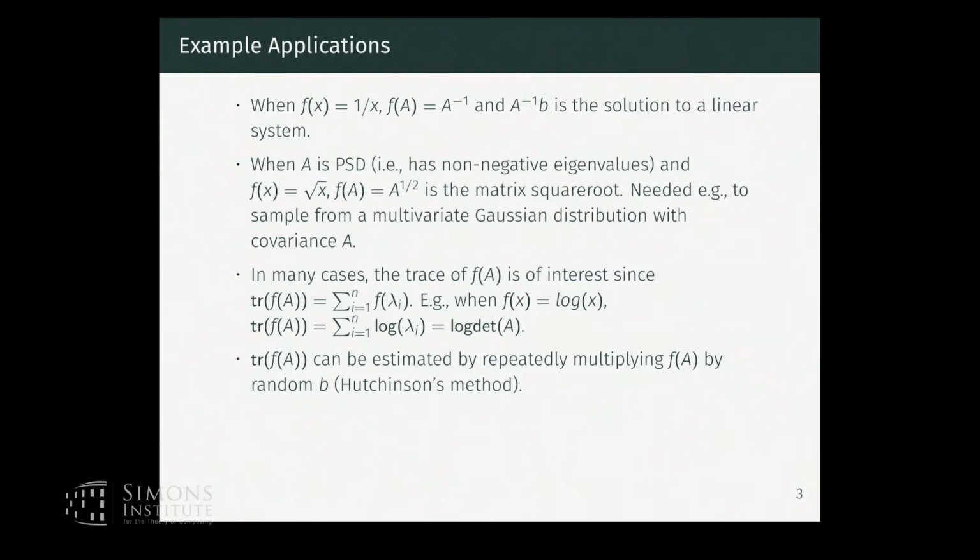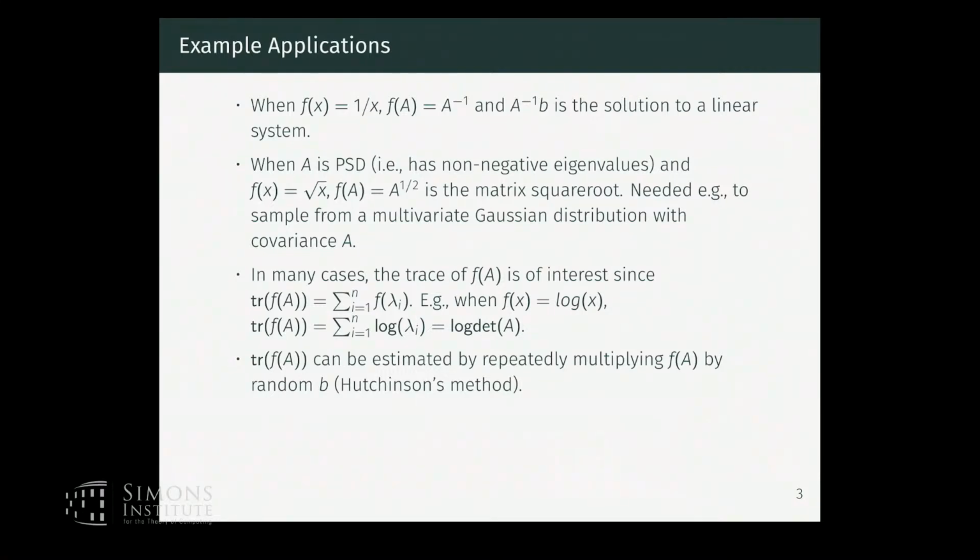Another example would be, let's say A is PSD, so it has all non-negative eigenvalues, and f is the square root function. Then f of A is just the matrix square root. This is used, for example, if I want to sample from a multivariate Gaussian distribution with covariance A, I would want to multiply this square root times an isotropic Gaussian vector. So that'd be one application of the matrix square root, but there's a ton of applications of matrix square root.